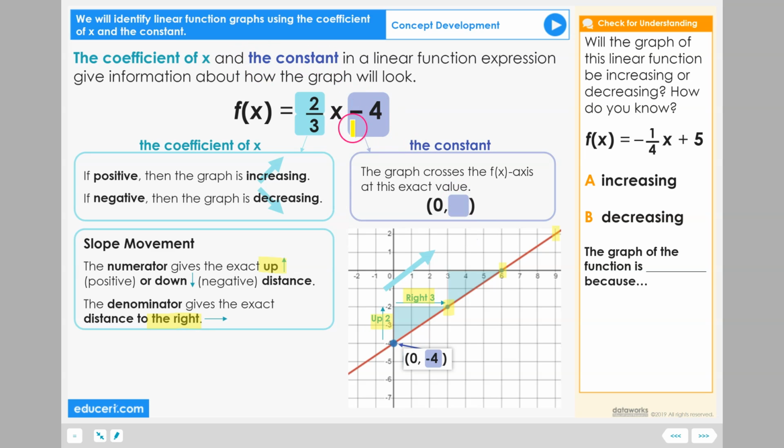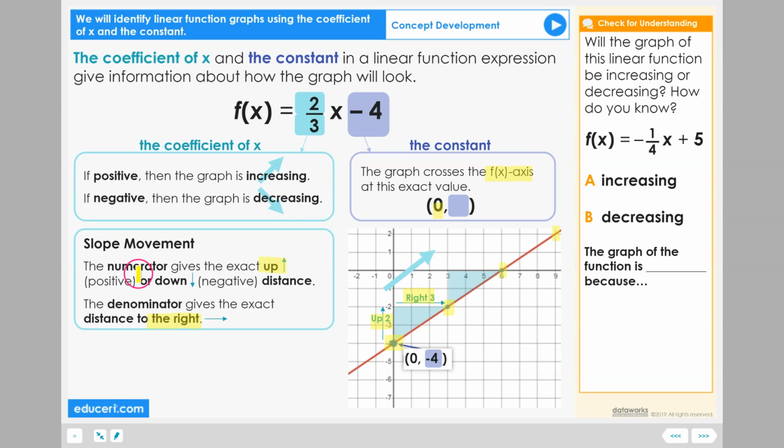The constant in a linear function expression will tell us the exact location where the graph crosses the f of x axis. This ordered pair will always have a 0 in the x position and this exact value in the f of x position of the ordered pair. Because it's a subtract 4, then that means that this graph is going to cross the f of x axis at -4.